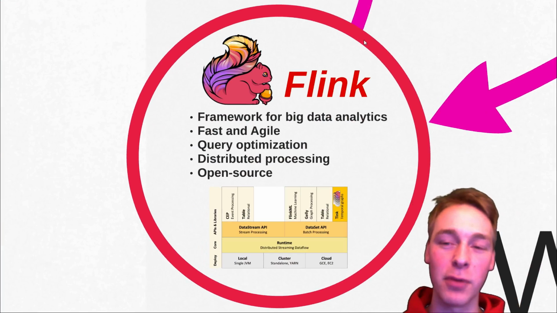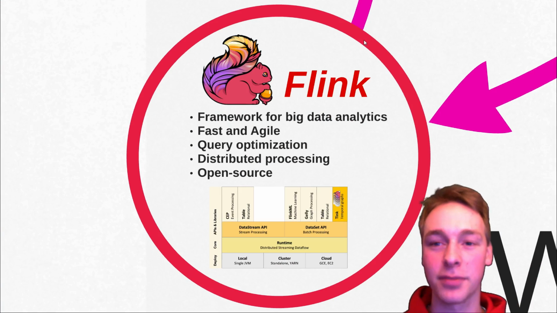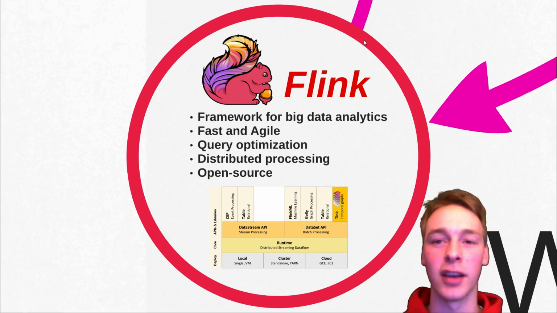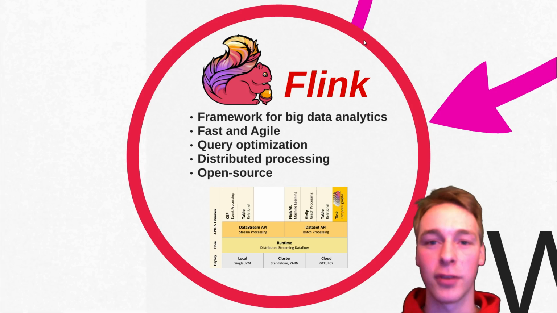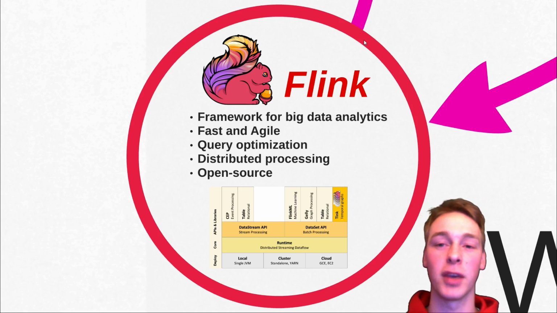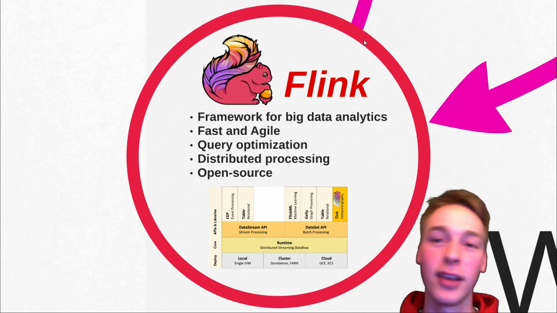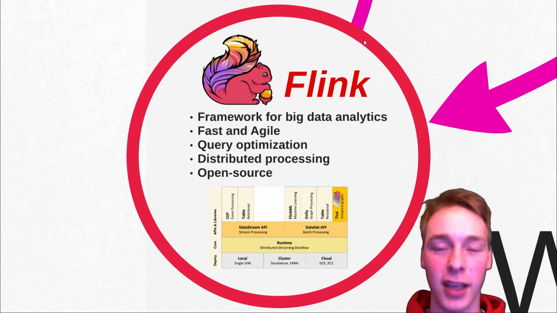Flink is a framework for big data analytics. It is made for distributed processing in such a way that it evenly distributes its calculations on different machines, and with that comes query optimization to make it fast. Flink stands for fast and agile, and for those of you who know German, where Flink was created, it also translates to fast and agile.